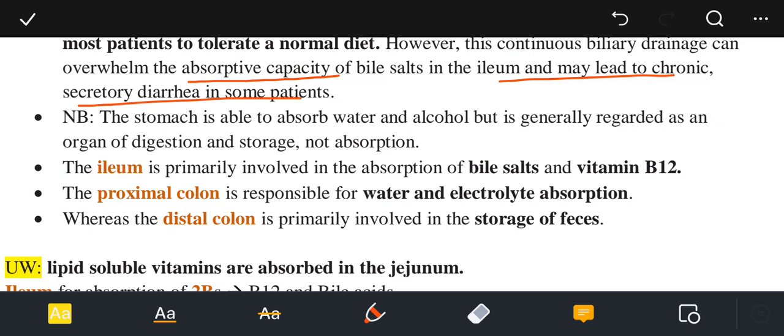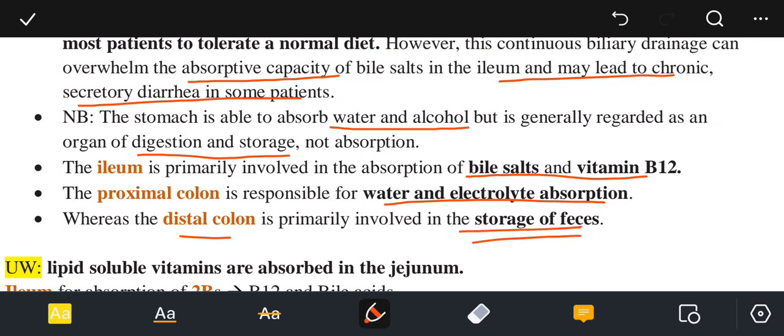Then we have an NPME point. The stomach is able to absorb water and alcohol, but is generally regarded as an organ of digestion and storage, not absorption. Although the stomach can absorb water and alcohol, for general purposes, for the physiologic explanations, we say that the stomach is performing only digestion and storage. We don't render it as an organ of absorption. The ileum is primarily involved in the absorption of bile salts and vitamin B12. The proximal colon is responsible for water and electrolyte absorption, whereas the distal colon is primarily involved in the storage of the feces.